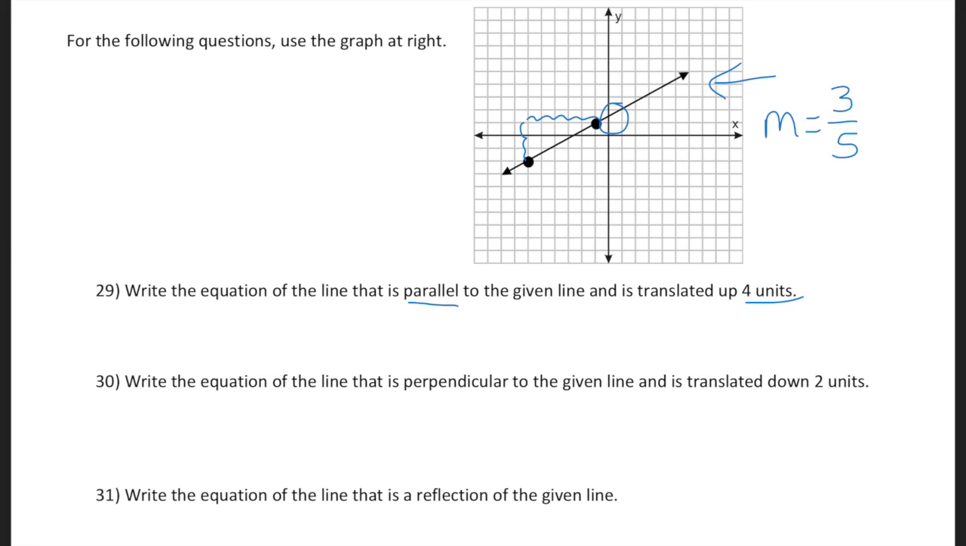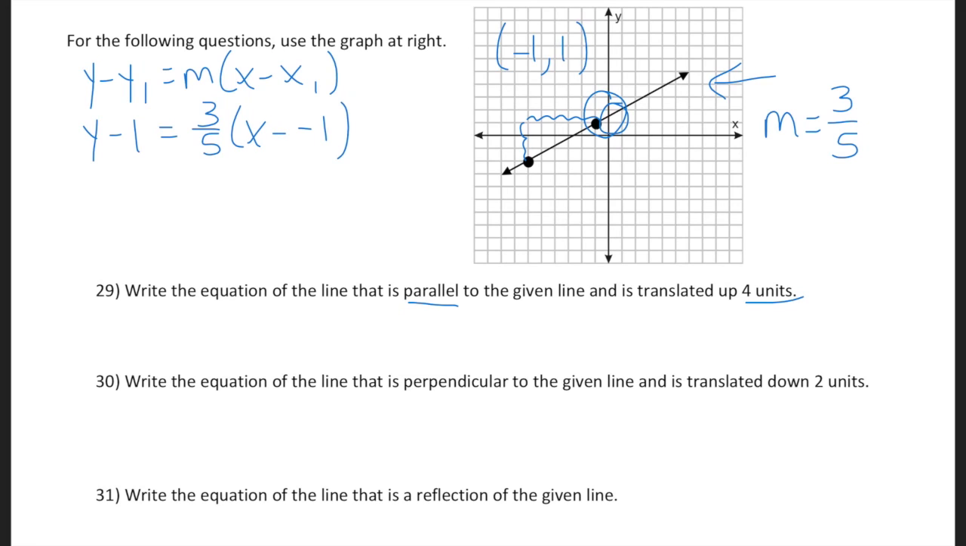I'm going to have to use my point slope formula. All right. So first thing, I've got my slope. So y minus y1 equals m times x minus x1. I will use this point because it has at least one positive number in it. So negative 1, 1 looks like the point. So y minus 1 equals slope times x minus x1, which is negative 1. So be careful of the double negatives.